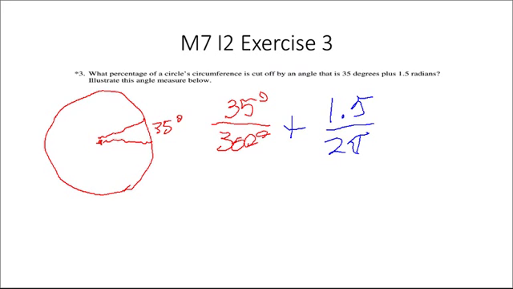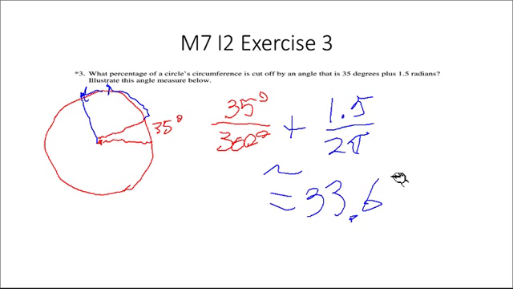Okay, so 1.5 radians, so that would be one radius length, or 1 radian plus another half. I don't know, maybe we're there. Okay, so that would be 1.5 2 pi's from here. Okay, and if we plug this into our calculators, we'll get that this is roughly about 33.6% of the circle's circumference.